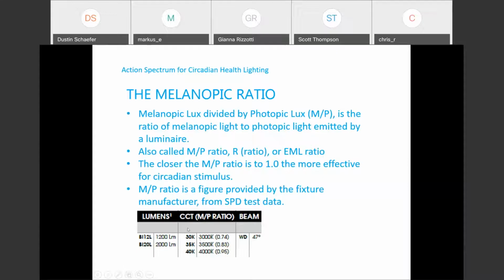They are showing you that the color temperature of these 3 light sources of 3000 K has an MP ratio of 0.74. Here's a 3500 K source, has an MP ratio of 0.83, and a 4000 K source has a 0.95 MP ratio. So the 4000 Kelvin source in this example has the highest MP ratio of 0.95. That's very good. That means that 4000 color temperature light source, because of its spectral power distribution, would be more effective at creating circadian stimulus lighting than a 3000 K source with a lower ratio. We'll get more into that, you'll understand.